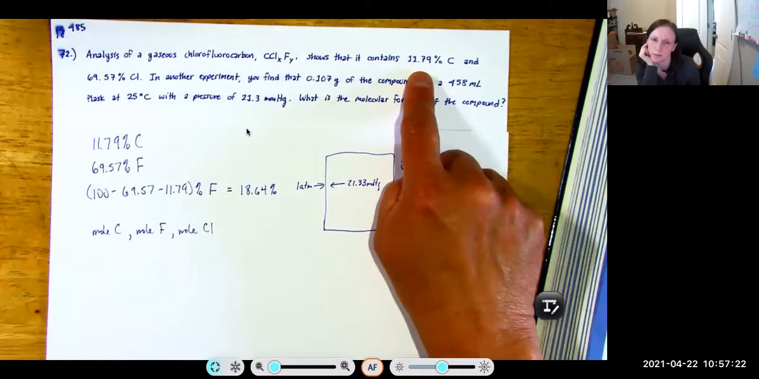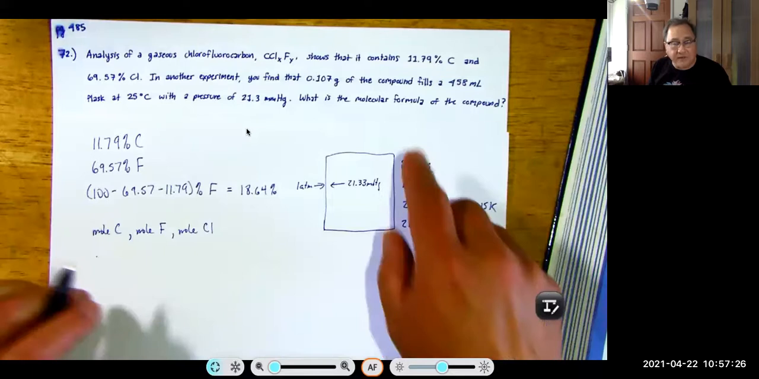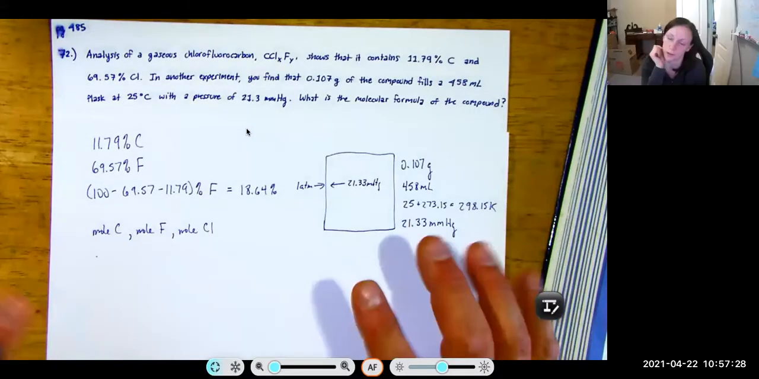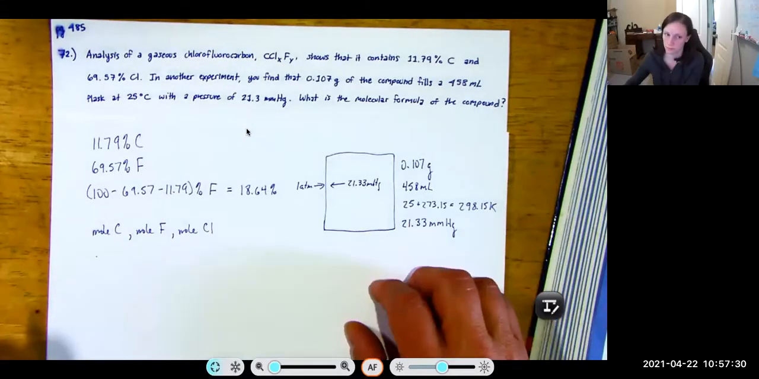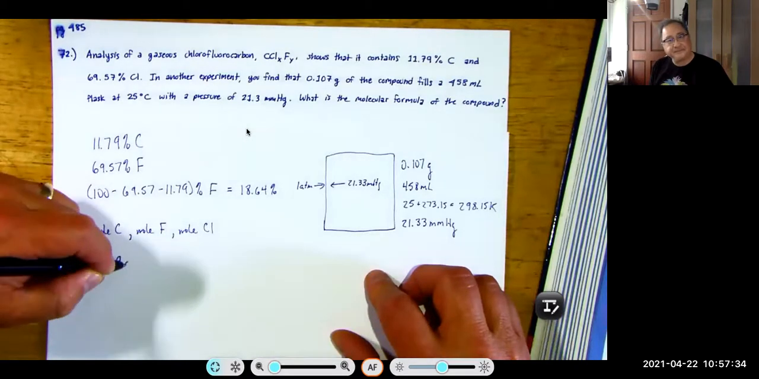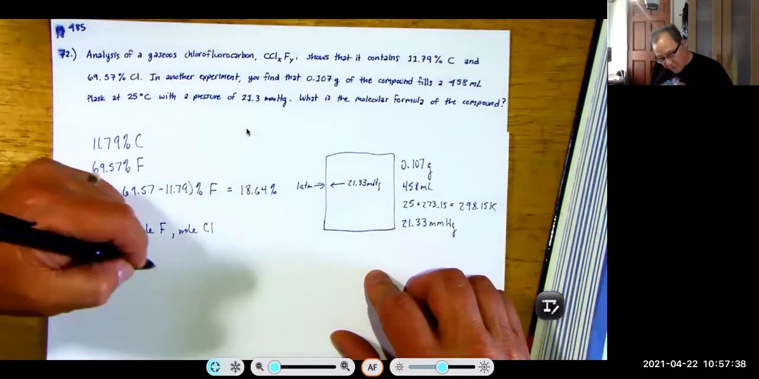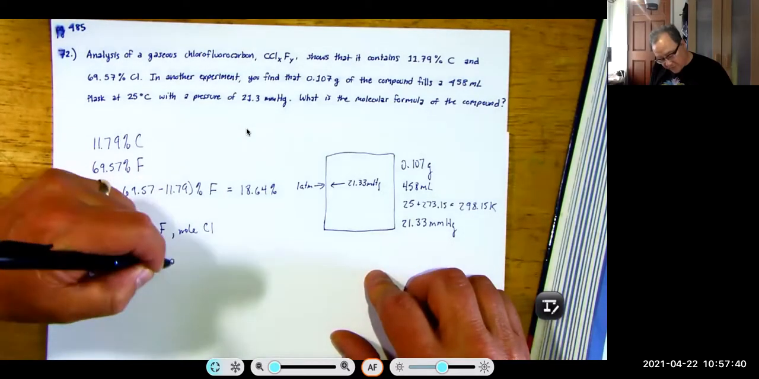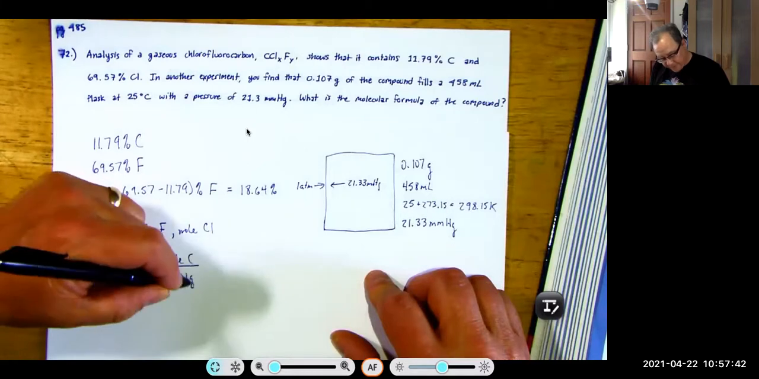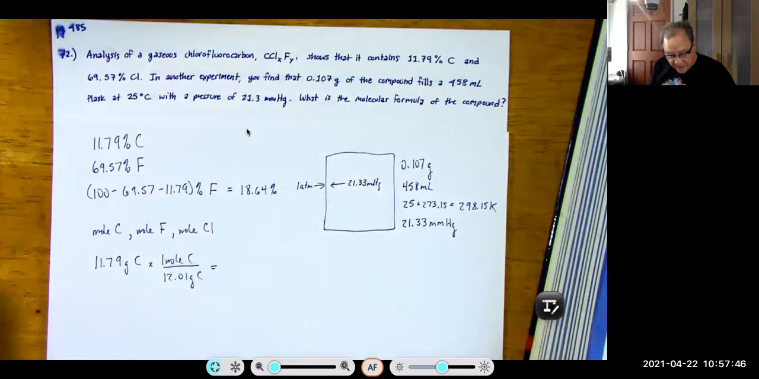Yeah, we can say that. Let's pretend we have 100 grams of the compound. Each of them could be grams. So that means we'd have 11.79 grams of carbon, wouldn't we? Multiply by 1 mole of carbon per 12.01 grams of carbon, and we have the moles of carbon in 100 grams of the compound.